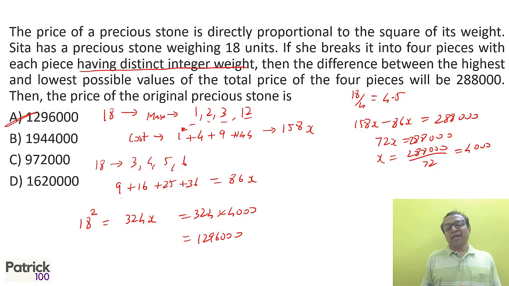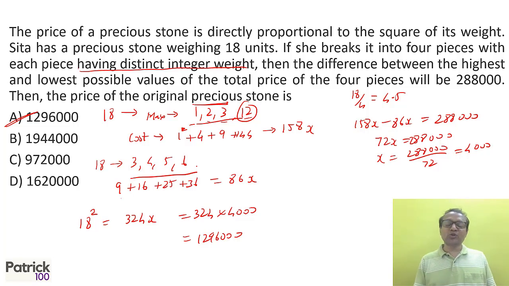So, the key is to break it up into maxima and minima. If you know how to break it up into maxima and minima, to get a maximum value, you have to minimize the remaining values. To get minima in this case, all the values have to be close to each other. If you get that concept, then you can solve.